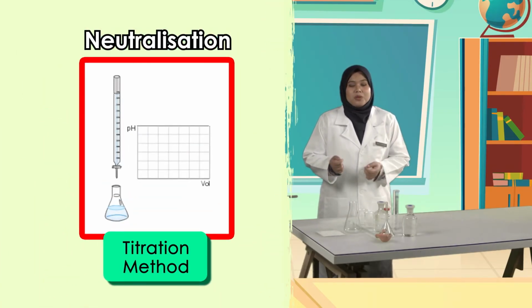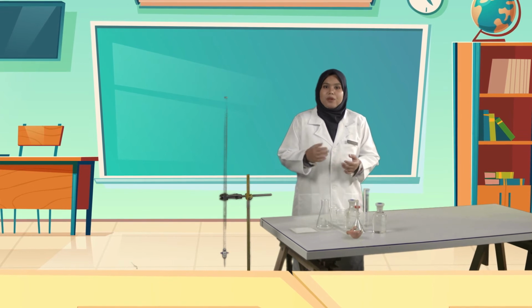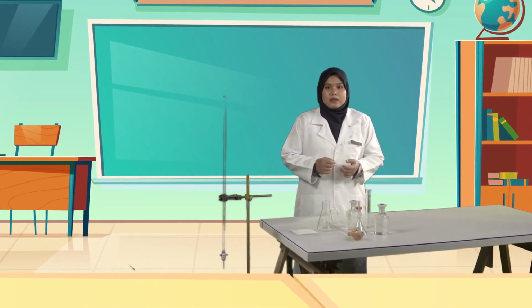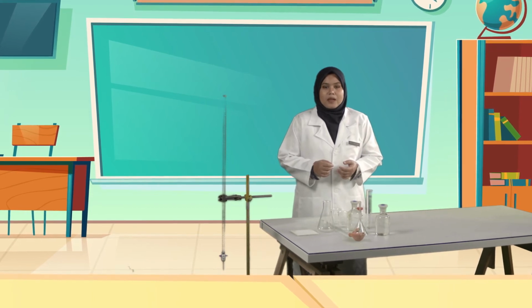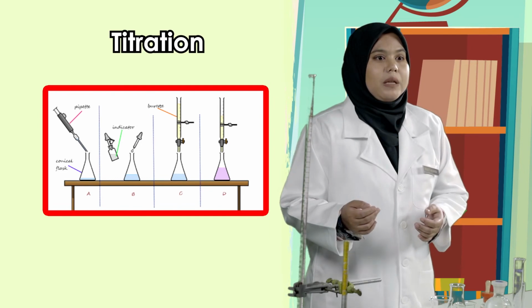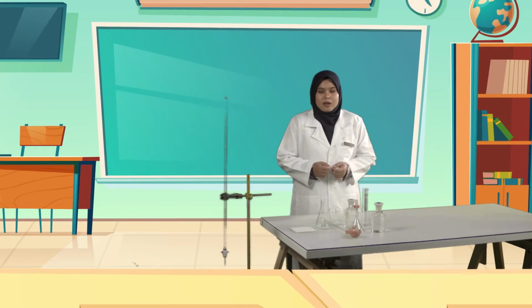Neutralization can be understood through a method called titration. Titration is a process where a volume of a solution of known concentration is added to a volume of another solution in order to determine its concentration. Pupils, please look at the steps of titration between hydrochloric acid and sodium hydroxide solution.